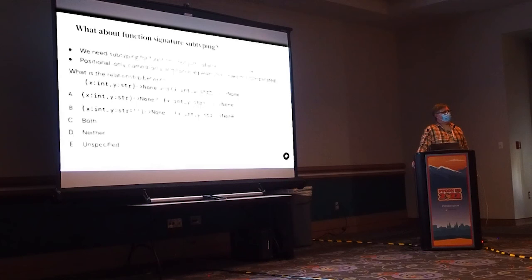Okay. So nobody thinks both. Does anyone think that there's neither? And I think we should leave this unspecified. Yeah, so it actually should be, I think it should be B. And this is actually important here because if we do compatible override checking for subclassing, we need to actually allow this kind of relationship for methods, right?